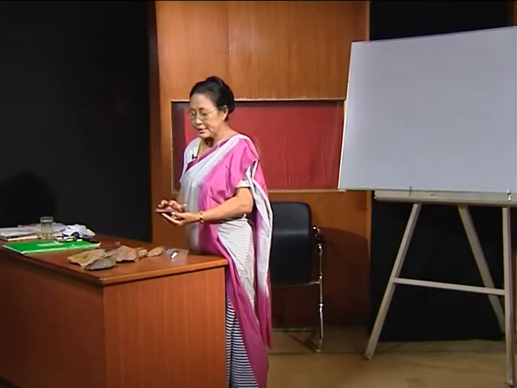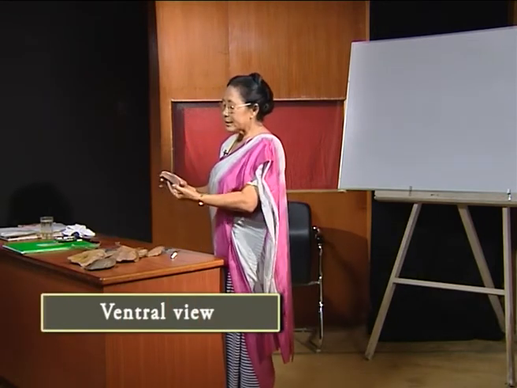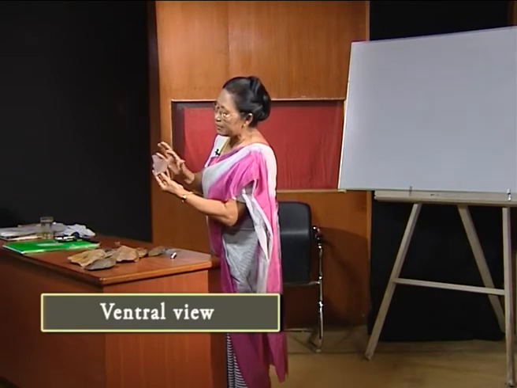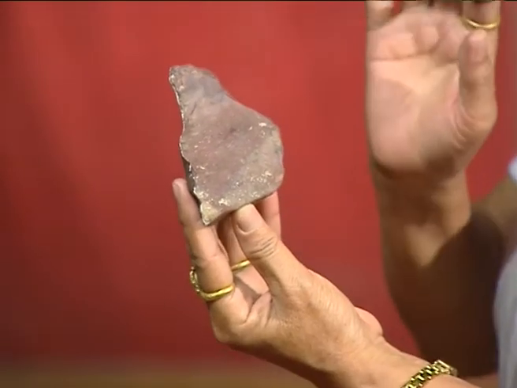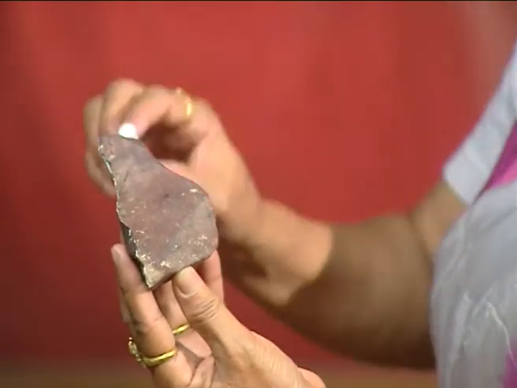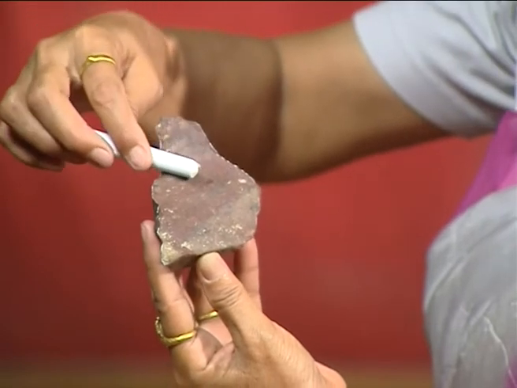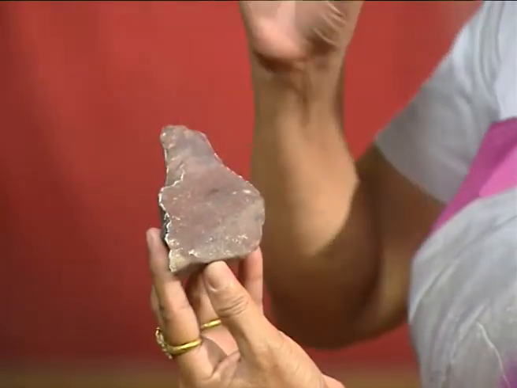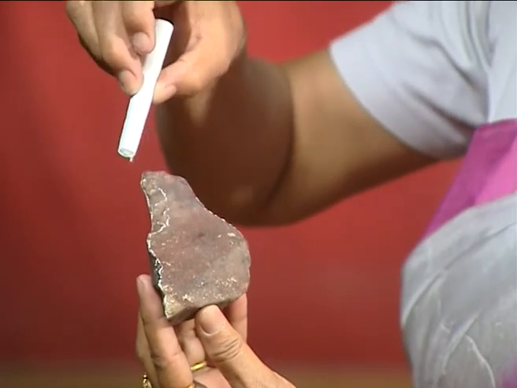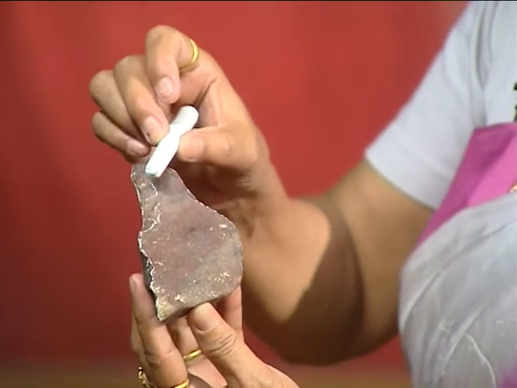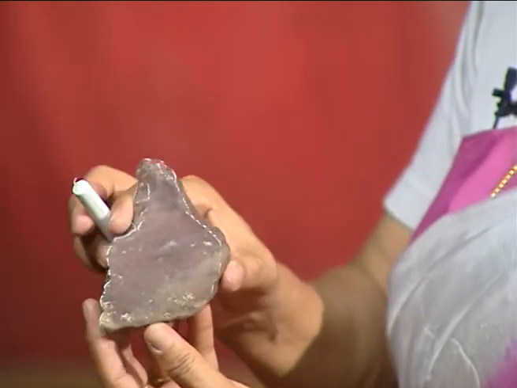Now let us consider the ventral view. The ventral surface is represented mainly by only one main primary flake scar. This is the main primary flake scar, and these are represented by secondary or recursive scars. A number of them can be seen.